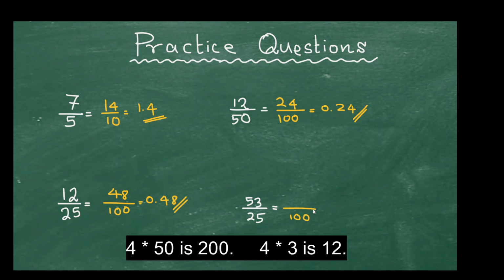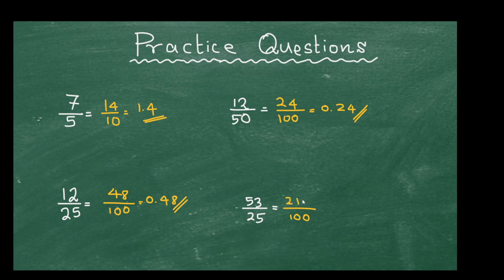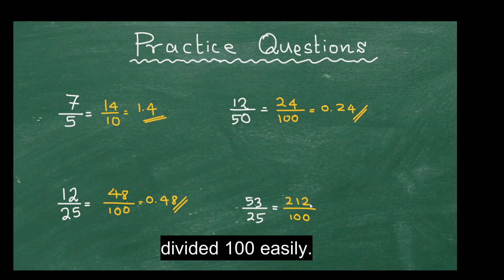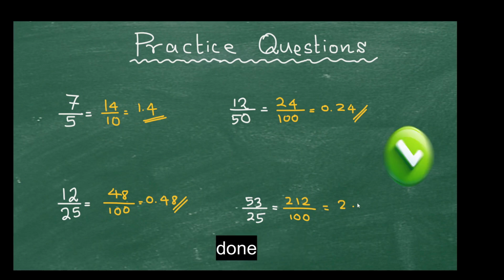And finally, 53 divided by 25, obviously times by 4 again, that's 100. 4 times 50 is 200. 4 times 3 is 12, so that's 212. Divided by 100, easily that's 2.12. Done and dusted.